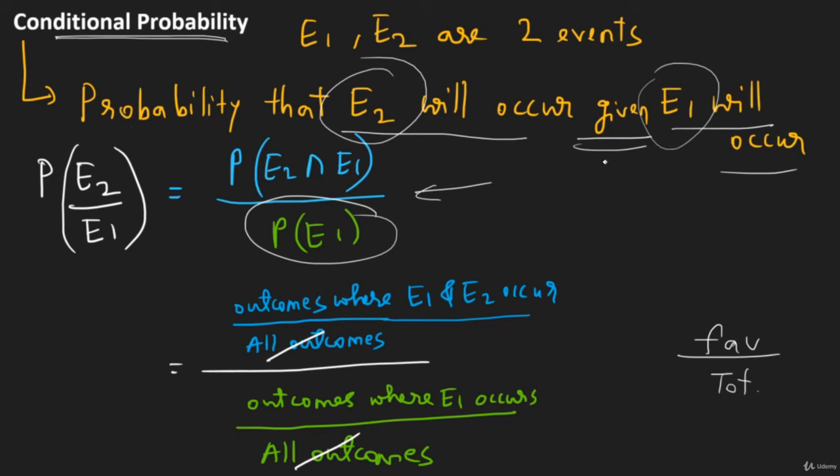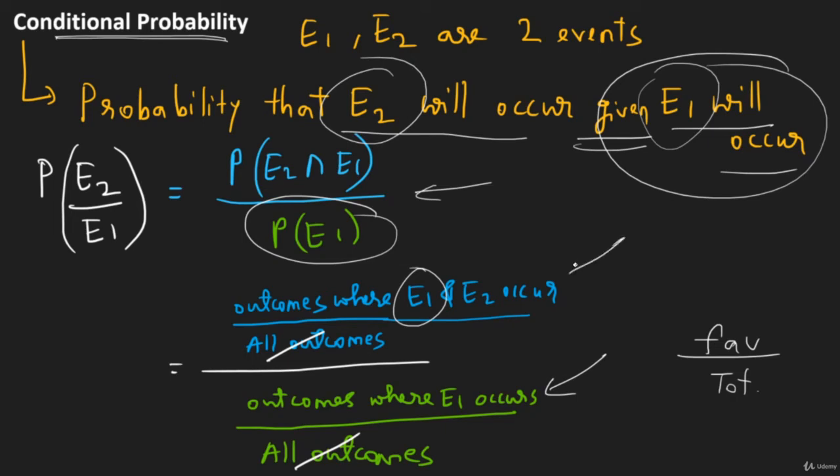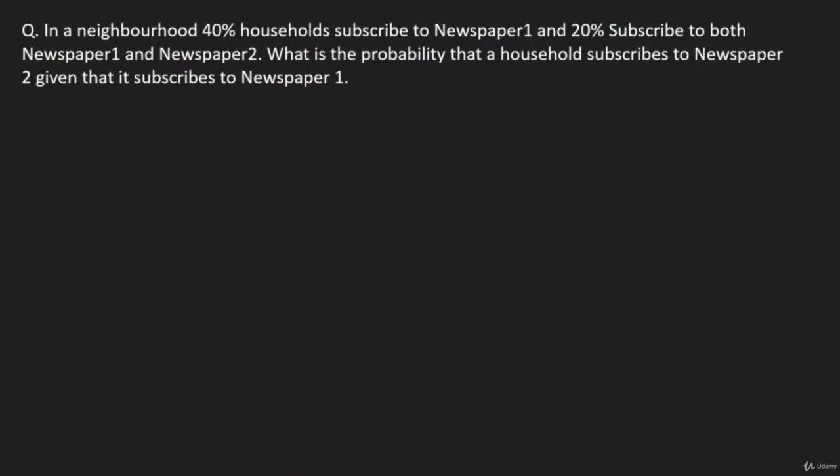That's what is mentioned over here. It's mentioned that probability that E2 will occur given that E1 will occur. Therefore, we are limited to the total number of cases where E1 occurs, and that's what we have over here. And we know that E1 occurs, and we just need to find that E2 also occurs. So that's what we have over here. That is the outcomes where E1 and E2 occur. Therefore, this formula gives us what we want. That is the probability that E2 occurs given E1 occurs is equal to probability of E2 intersection E1 divided by probability of E1. Let's do this problem.